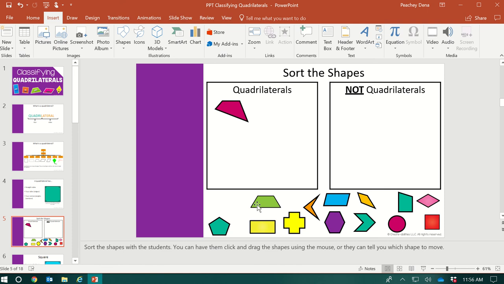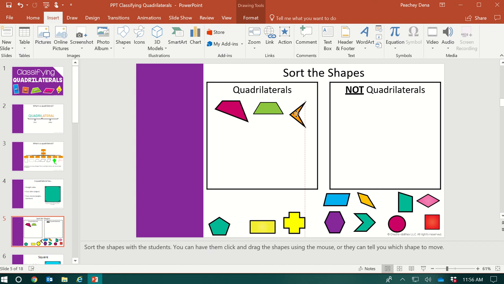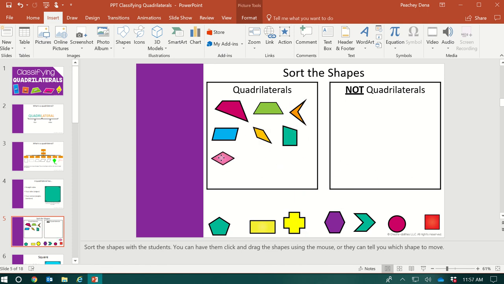Here, 1, 2, 3, 4 sides. Again, an irregular one. 1, 2, 3, 4. So again, we're just looking for shapes that have 4 sides. That would be quadrilaterals. Here's 1, 2, 3, 4, 5 sides. So that would not be a quadrilateral.